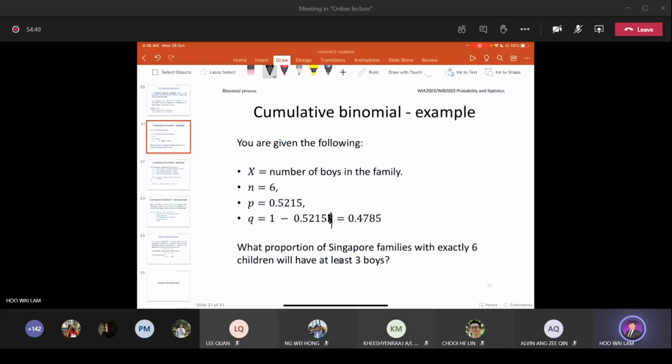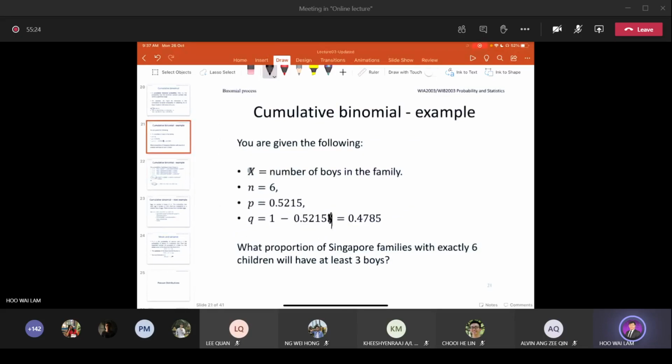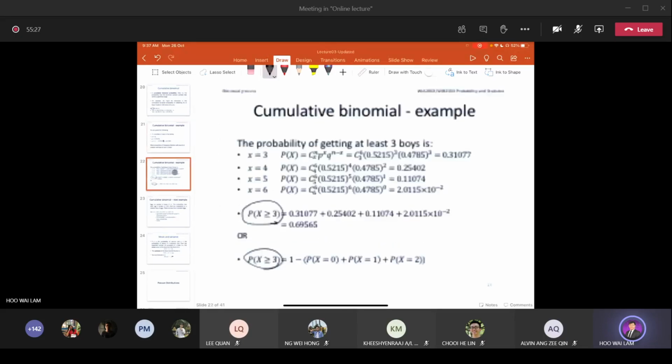So from here, you have at least 3 boys, and not only 3 boys. We already know N, P and Q over here, but this time we are calculating this one. In that case, we need to calculate X equals 3, X equals 4, X equals 5, X equals 6 individually, and sum them together, so the probability of X bigger or equal to 3 equals this. Why do you know that you need to stop at 6? Because the maximum number that you have is 6.